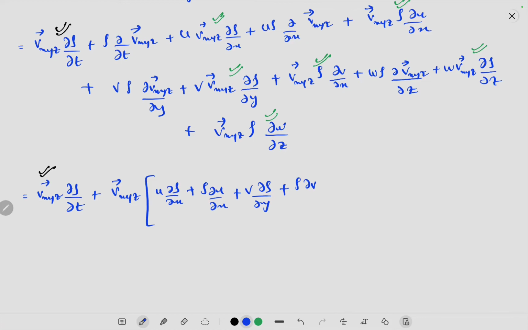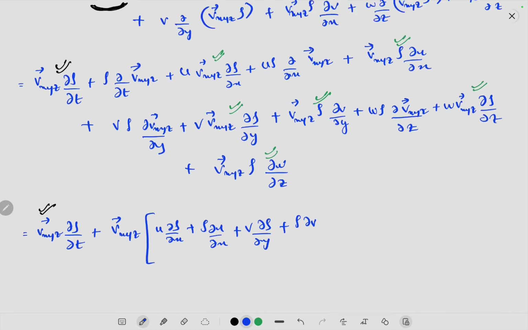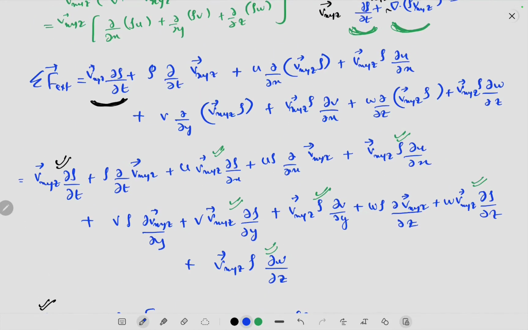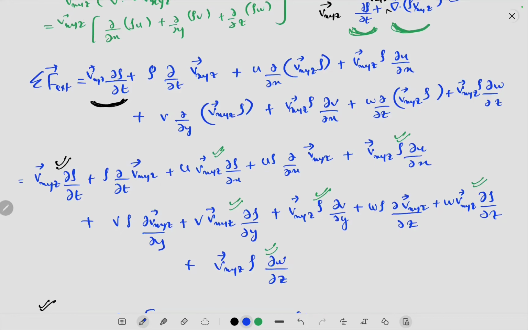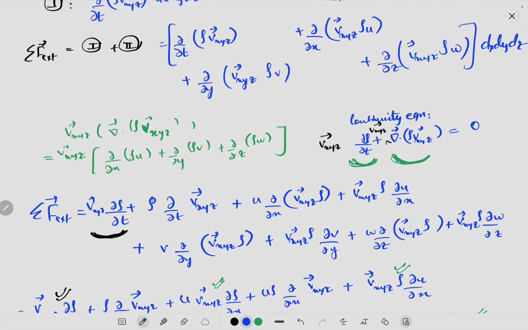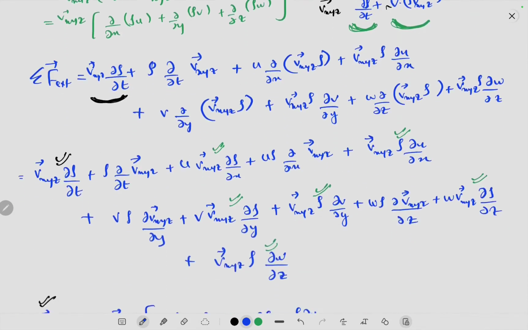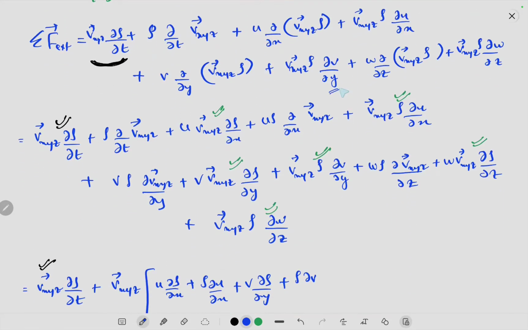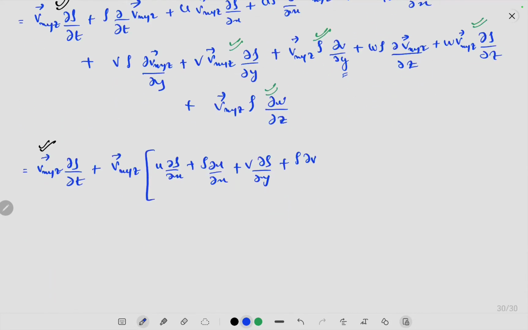Actually this will be y del v by del y. Let me just check what I have done wrong. This will be del v by del y, because this del by del y is sitting over here and will act on rho and v. So just correct this. This is del by del y, and this will be del by del y here also.